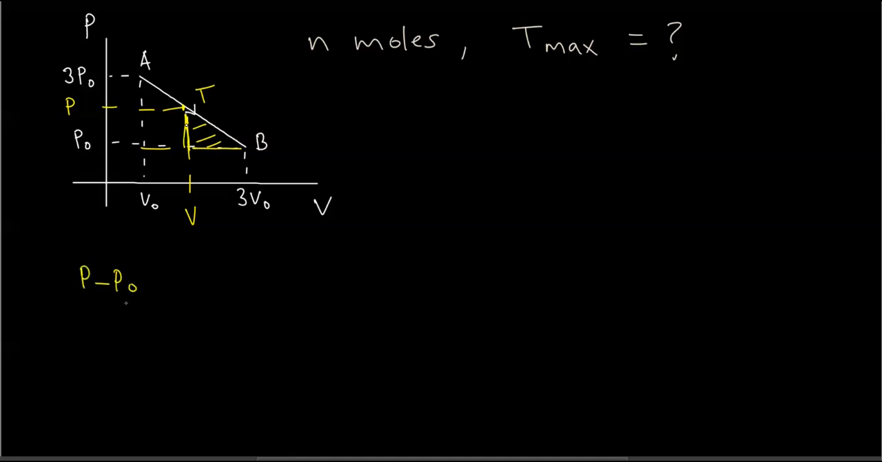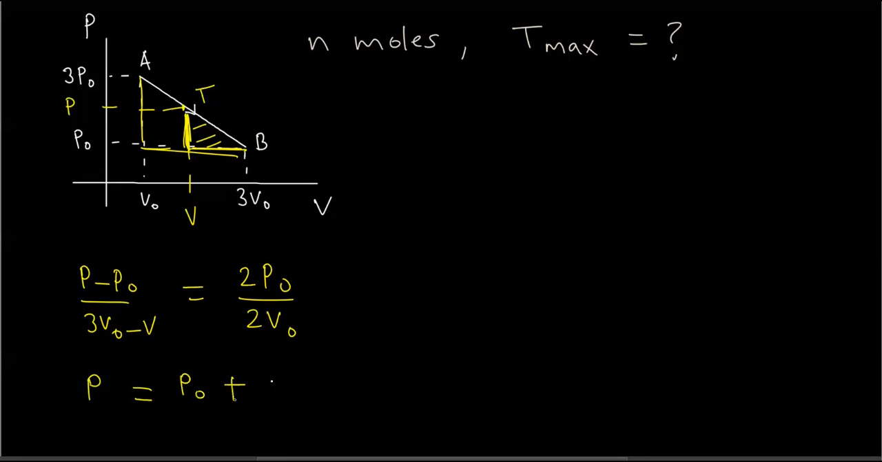This one. So P minus P naught by this would be 3V naught minus V. So we are using similarity, and then this would be 2P naught, and then this entire thing is 2V naught. You're okay so far? Then I can write this as, if I manipulate this, P is equal to P naught plus P naught by V naught into 3V naught minus V.